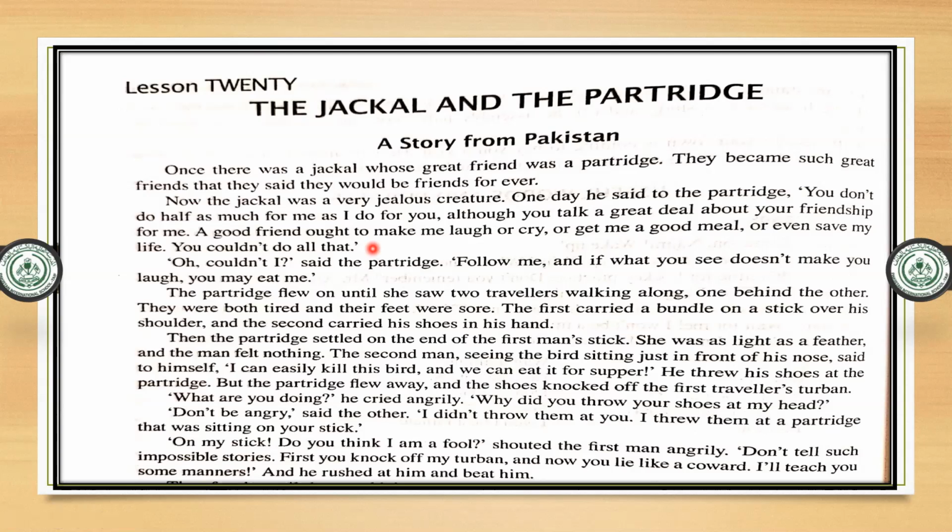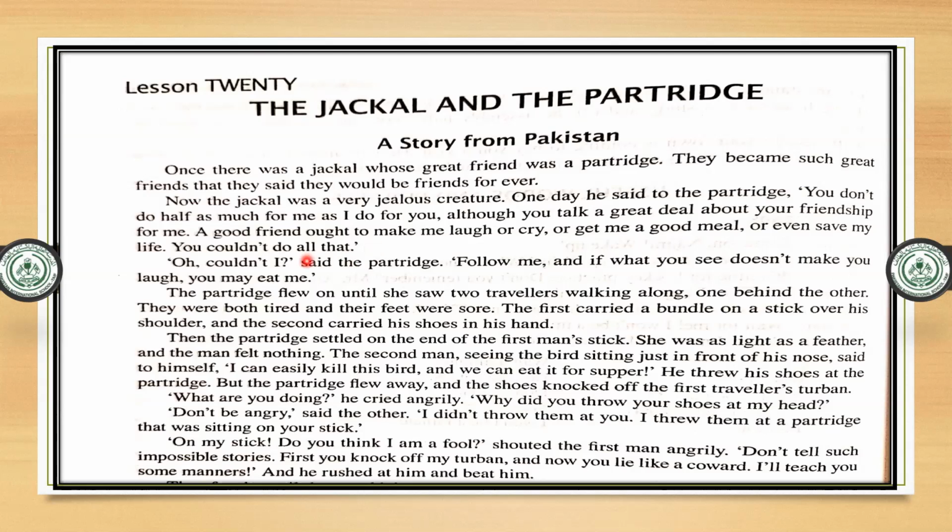Now, dear students, in this paragraph, the jackal is written as a very jealous creature. One day he said to the partridge that you don't do half as much for me as I do for you. It means I did a huge amount for you, but you didn't do even half for me. And you are always talking about the great friendship, that you are a great friend of mine, but you never did anything. A good friend always makes me laugh, cry, or gets me a good meal, or even saves my life. But you never do that. You never make me laugh, you never make me cry, you never get me a good meal, and you never save my life.